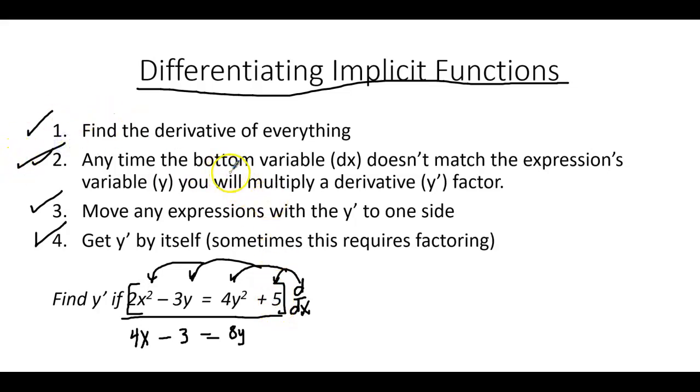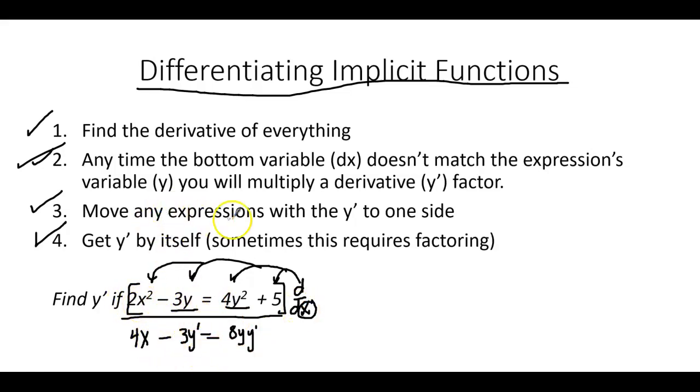But for step 2, anytime the bottom variable, which is x, doesn't match the expression's variable y, like here and here, then we're going to have to put a y prime next to it after we're done. So you just take the derivative like normal, but anytime this variable doesn't match the variable down here, you put a prime next to it. In this case, we had an x, which matches this, so we don't do that.